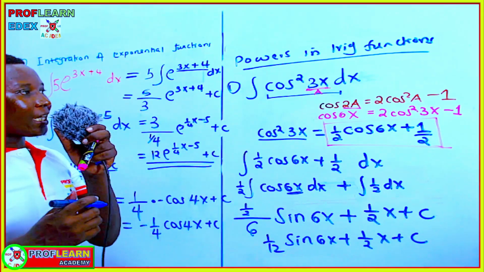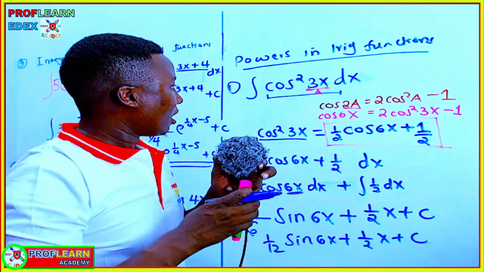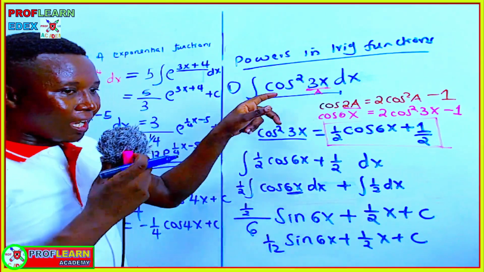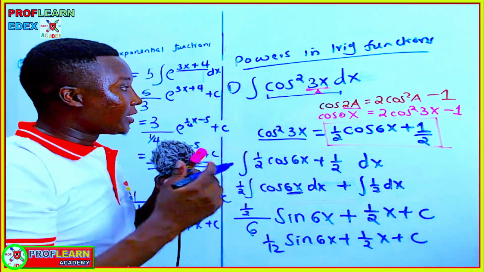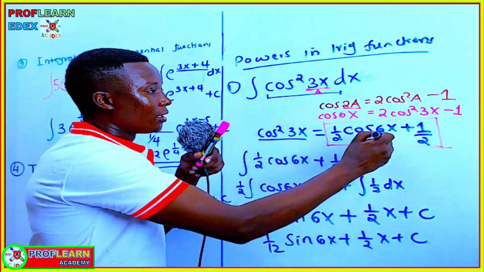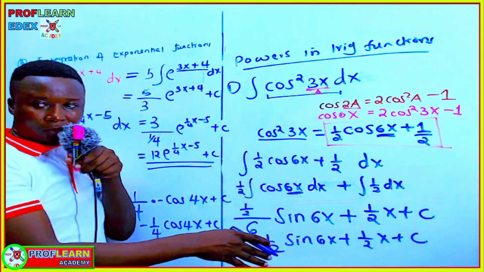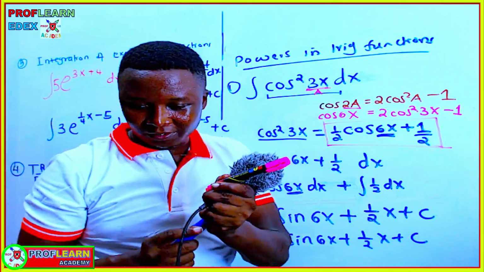So anytime you have powers on sine, or cosine powers on cosine, sine and cosine, you need to use double angle in order to reduce it, so that you can perform the integration.